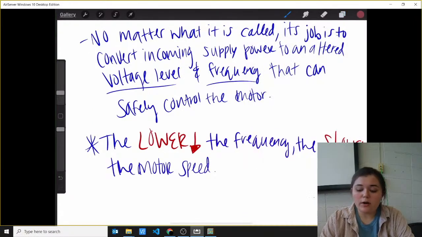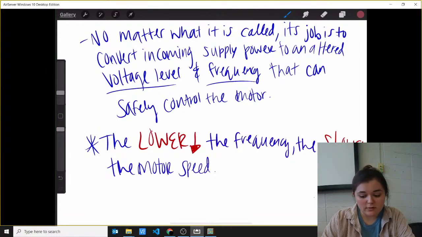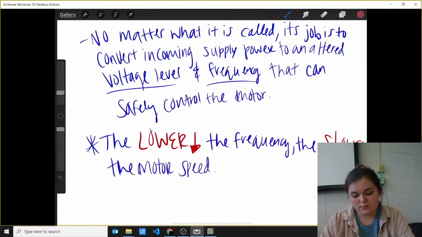So no matter what it is called, its job is to convert incoming supply power to an altered voltage level and frequency that can safely control the motor. So no matter if it's an AC drive, inverter, variable frequency drive, whatever, it is always going to convert incoming supply power to an altered voltage level and frequency. Okay? And so just a good rule of thumb is the lower the frequency, the slower the motor speed.